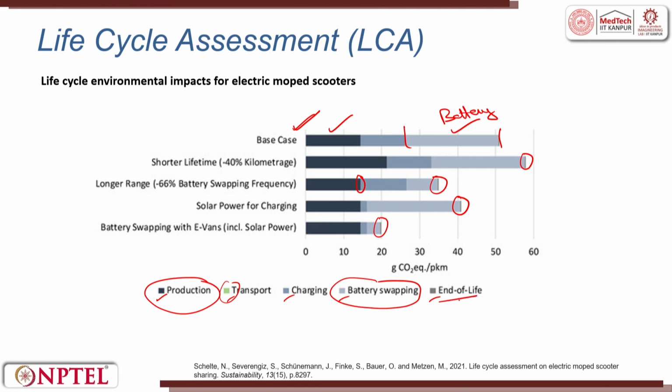You can see this is end of life, which means the significant contributors to the life cycle impact are production and the usage, that is battery swapping. In this case, the pointers they have given are base case, shorter lifetime, 40 kilometers range, then longer range, that is 66% battery swapping frequency, solar power for charging, battery swapping for e-vans, etc. So this is the data that is taken from one of the studies. And the output is given in grams of carbon dioxide equivalent per kilometer. This is carbon footprint.